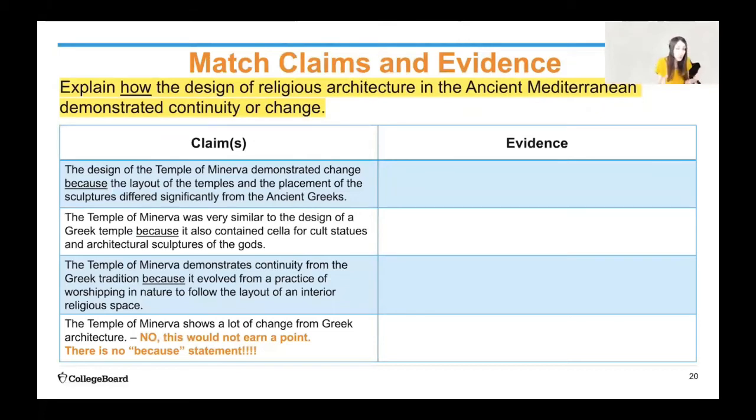But guys, there's more than one way to slice this pizza here, so you don't have to take the same side. Here's another example. The Temple of Minerva was very similar to the design of a Greek temple because it also contained cella for cult statues and architectural sculptures of the gods. Different angle, but we could still defend that. Now, this last statement, not very good. The Temple of Minerva shows a lot of change from Greek architecture. But how? Remember, the prompt says how, so that one is not going to earn a point, okay?